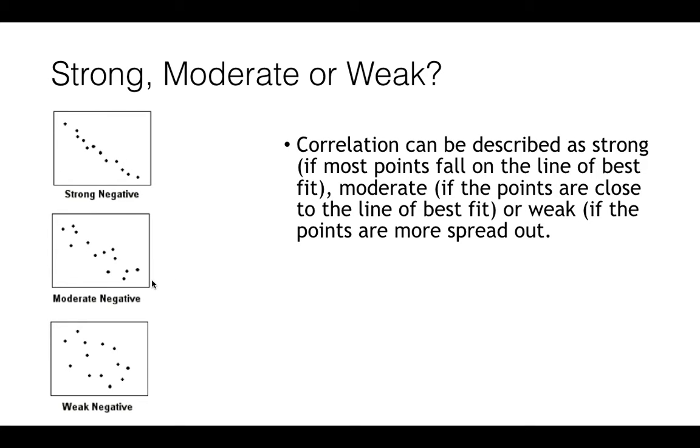Here we have a moderate negative correlation. We can still see that as we increase the independent variable, the dependent variable here is going down. But the points aren't really that close to the line. We'd probably put a line through the middle here, and the points aren't exactly on it, or even close to exactly on it. They're really quite scattered about. And then we get a weak negative correlation where the points are even more spread out. You can still see that there is that pattern, but the points are really quite spread out by this point.